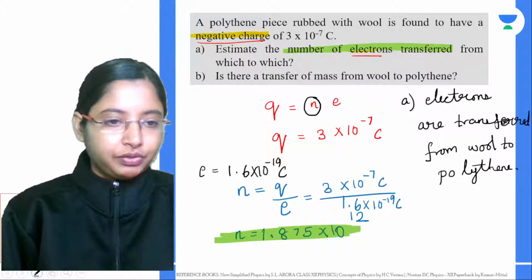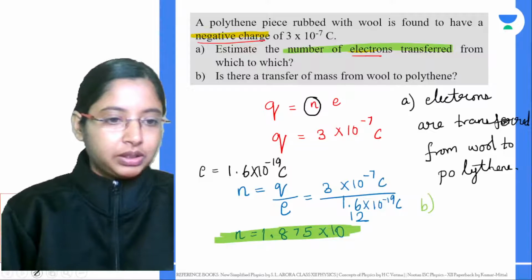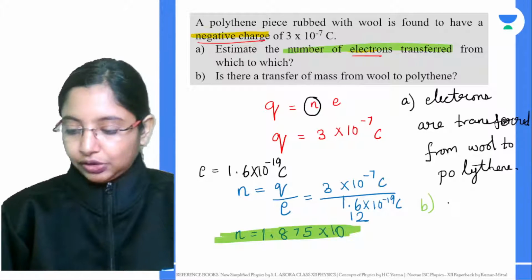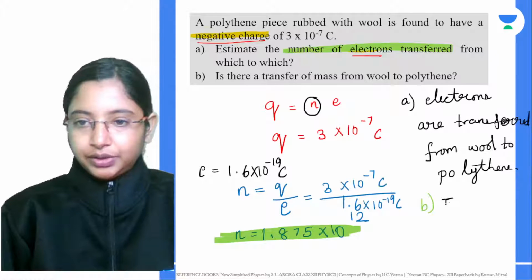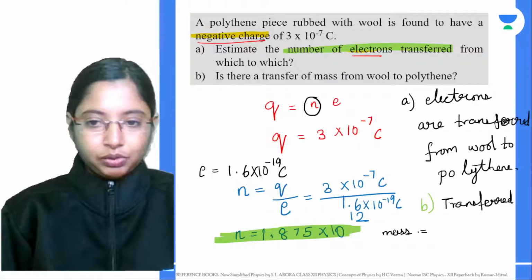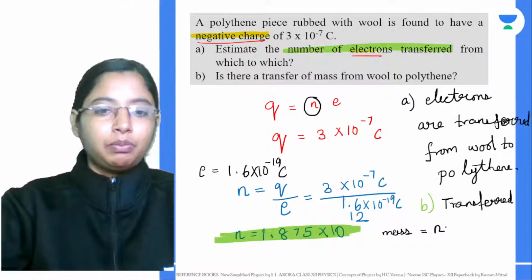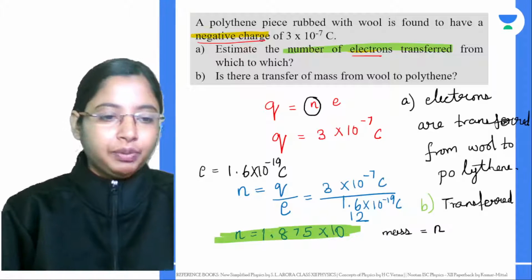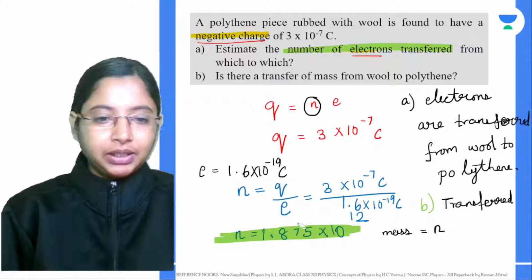The second question, we'll check out what is the transferred mass. How much mass is transferred from wool to polythene? This transferred mass is equal to what? That depends on how many electrons got transferred from your wool to the polythene bag.